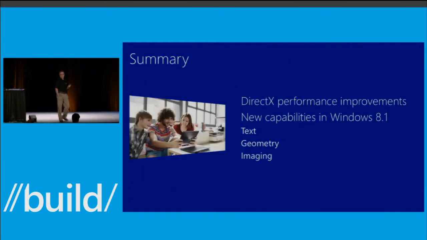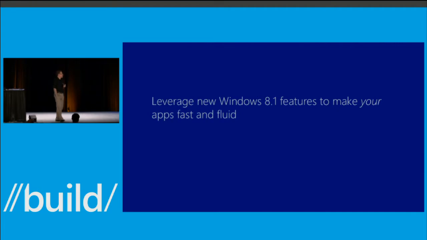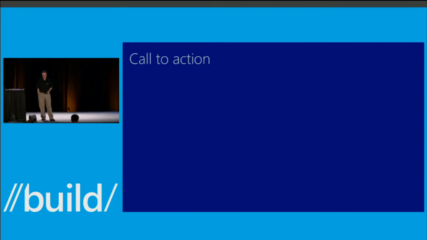So that's been a quick walk through the new things that we've added to D2D and our image stack for Windows 8.1. My recommendation is to leverage the new features in 8.1. They're going to give you new performance in terms of color fonts. They're going to give you more fluidity in your applications because you're going to be using less CPU time, and you're going to be using less memory, such that your startup times are going to be faster as well.